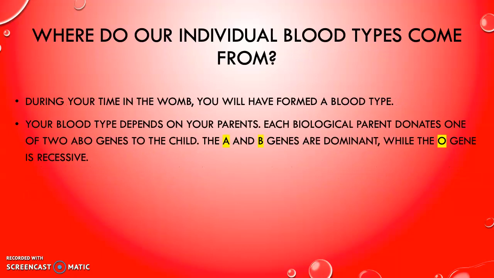Our individual blood types come from our parents. During your time in the womb, you will have formed your blood type, and each biological parent of yours donates one of 2 ABO genes to the child, and the A and B genes are dominant while the O gene is recessive.